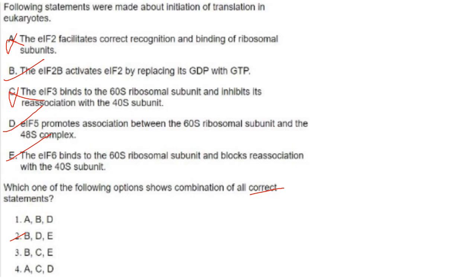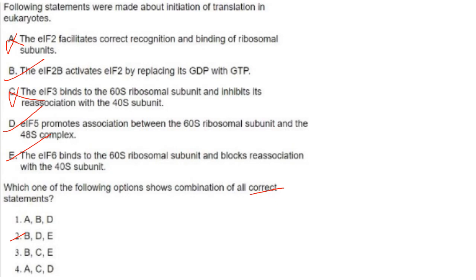C: eIF3 binds to the 60S ribosomal subunit. eIF3 binds and is associated with the 40S ribosomal subunit, and it plays a role in keeping the large 60S subunit from prematurely binding. Here they have given that eIF3 binds to the 60S ribosomal subunit. No, it is associated with the 40S ribosomal subunit. So C is not correct.